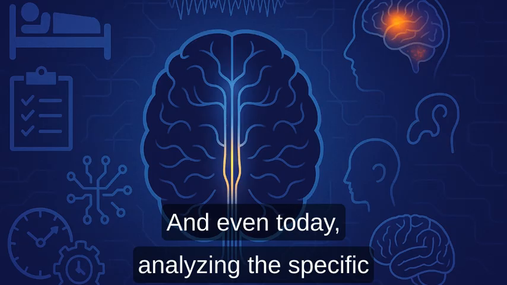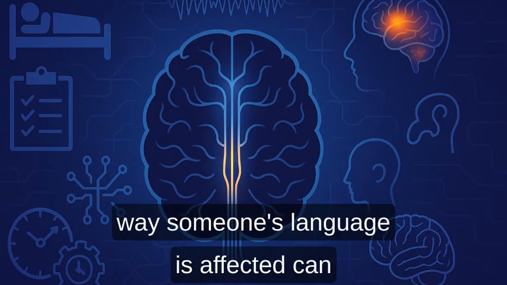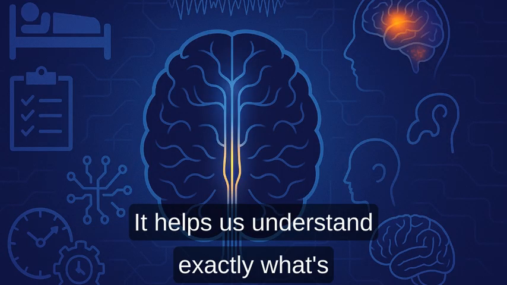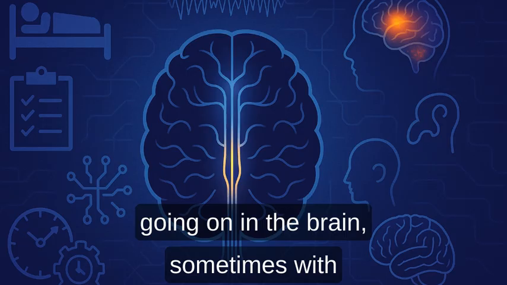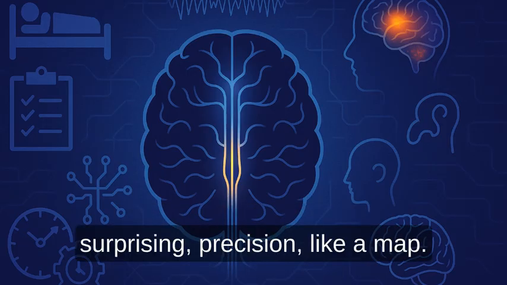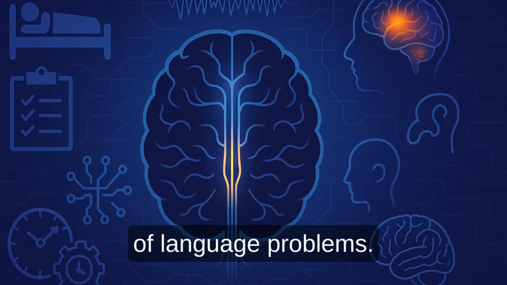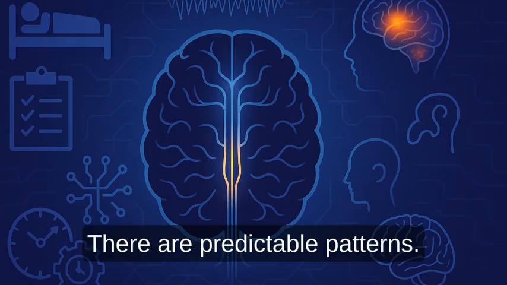Absolutely. And even today, analyzing the specific way someone's language is affected can be incredibly useful for diagnosis. It helps us understand exactly what's going on in the brain, sometimes with surprising precision. Like a map, almost. Yeah. Damage this area, and you tend to see these kinds of language problems. Pretty much, yes. There are predictable patterns.